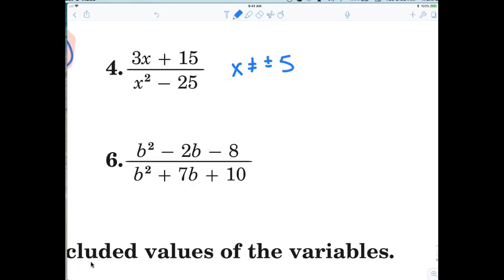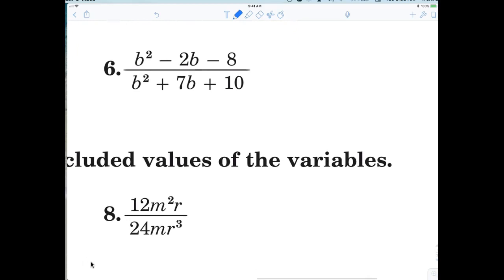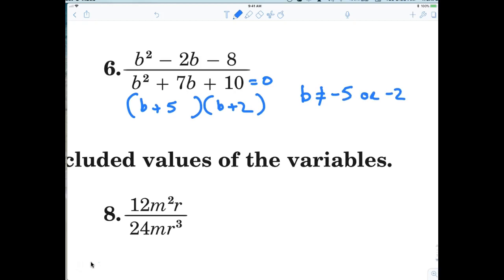All right. And now here, we've got to factor the denominator. So that becomes b plus 5 and b plus 2. B cannot equal negative 5 and negative 2. Very good. Very, very good. It's really simple.